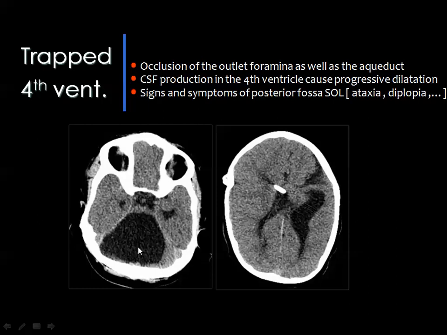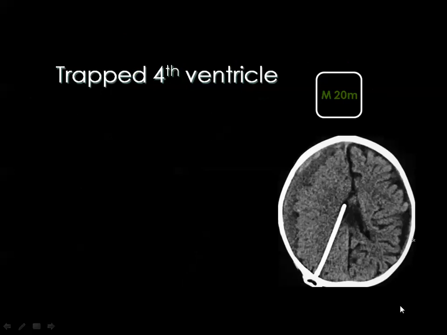And this CSF cannot go upward through the aqueduct because it is stenotic or congenitally stenosed. And it cannot go outside the fourth ventricle through the outlet foramina because they are occluded. Then this condition is known as trapped fourth ventricle. The fourth ventricle is markedly dilated. The patient is known to have aqueductal stenosis that was shunted, and the symptoms will be similar to a posterior fossa tumor or a space-occupying lesion, like ataxia, diplopia, and so on.